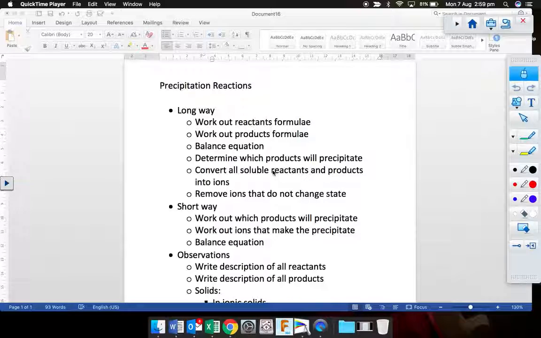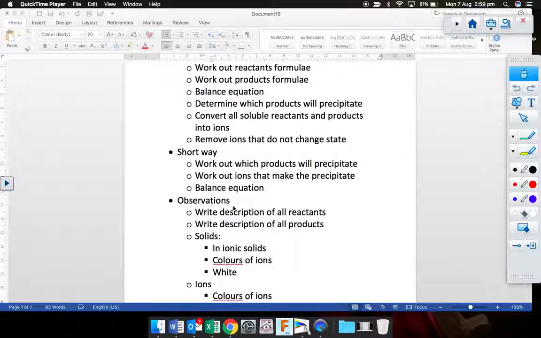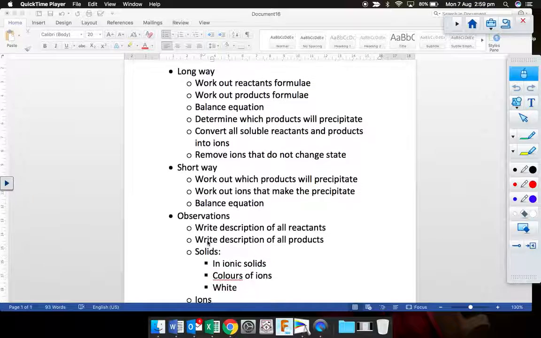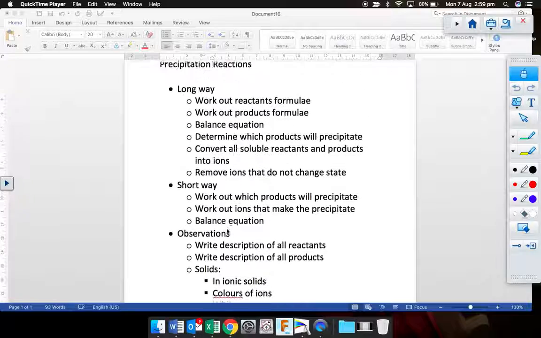This is Mr. Lim again, and today we're going to be talking about precipitation reactions. We've gone through precipitation reactions in class already. There's a couple of ways that we can do it. We can do it the long way, we can do it the short way, and don't forget we're going to have to talk about observations as well. I'm going to show you how to do the long way through a couple of questions, the short way through a couple more, and then we'll talk through some observations as well.